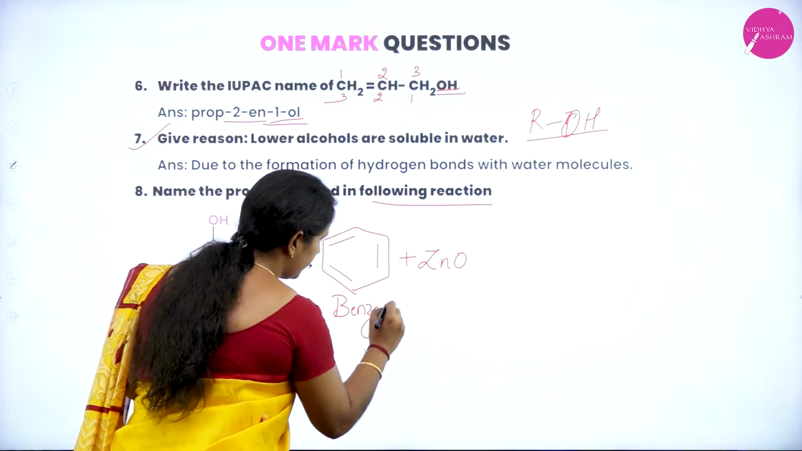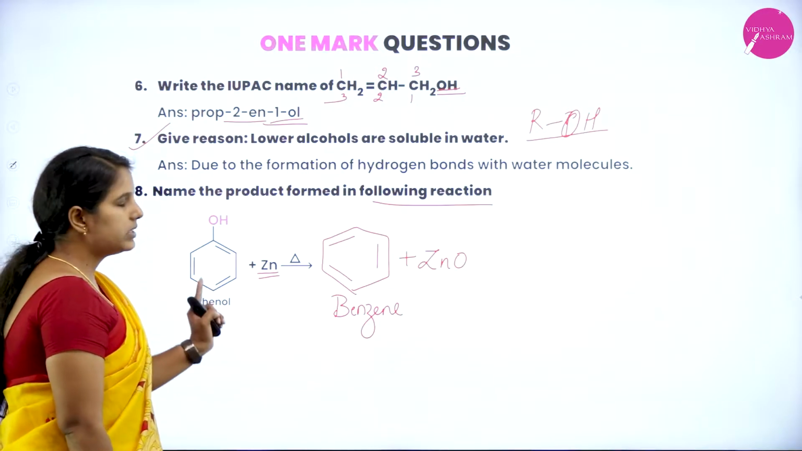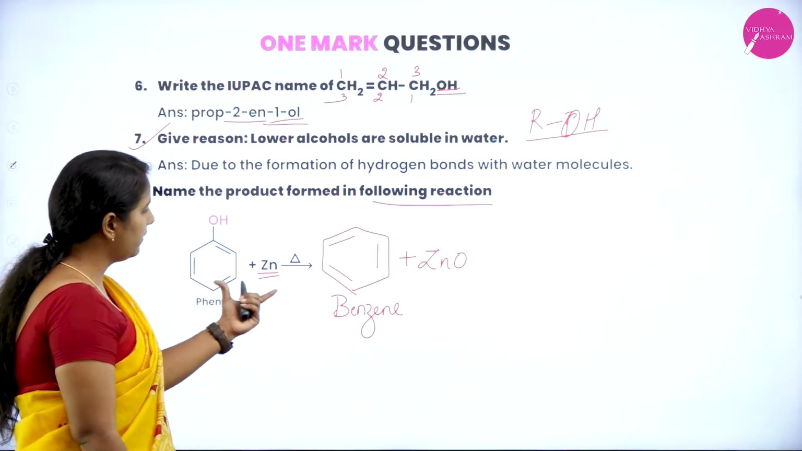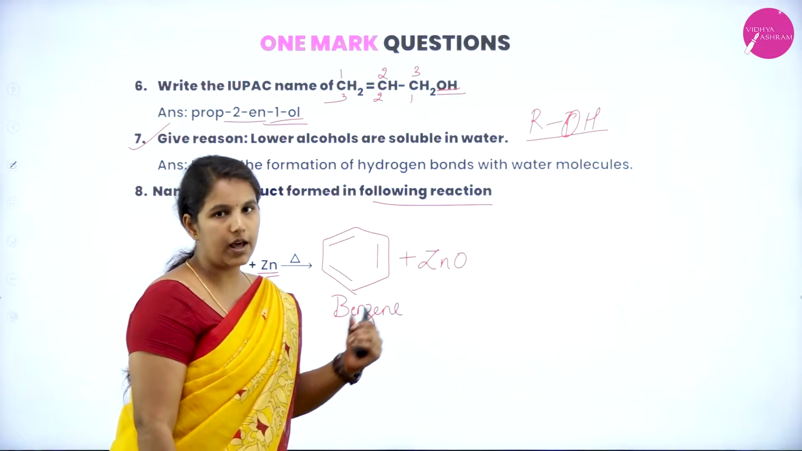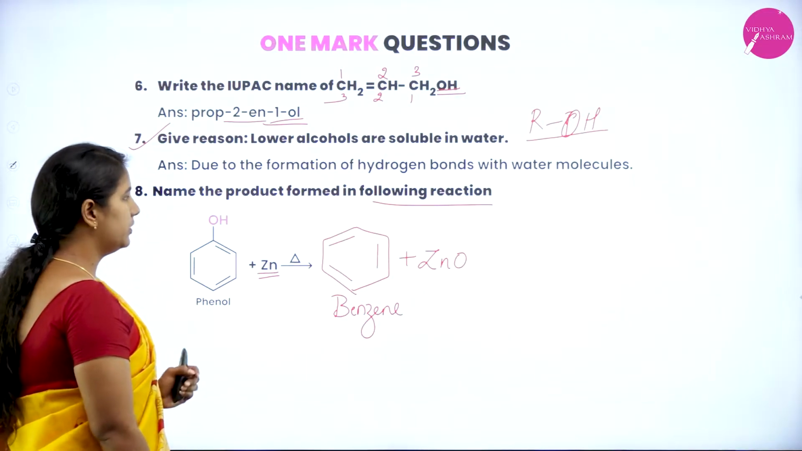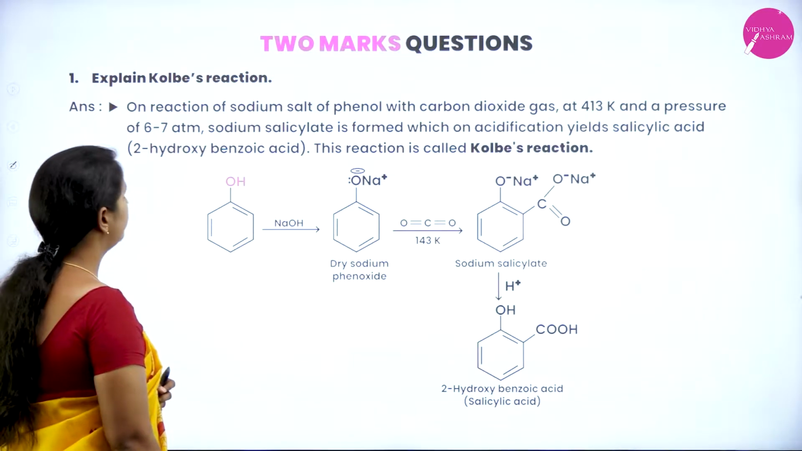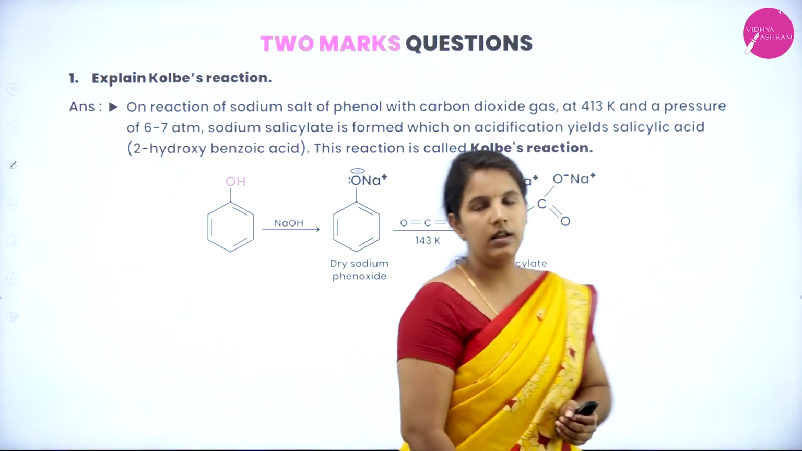So the major product is a benzene. This is how, most of the time, by giving you the reactions, you need to find out the end product. Even it can be asked for 1 mark. So hope you know this. Next question, which carries 2 marks.